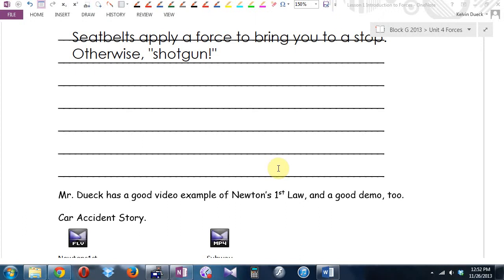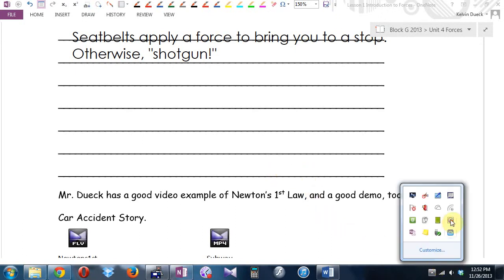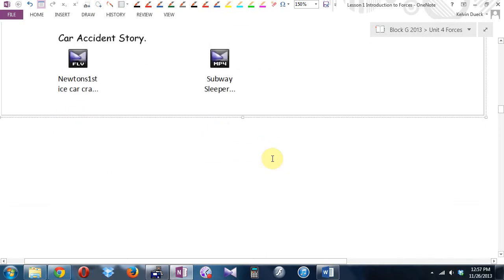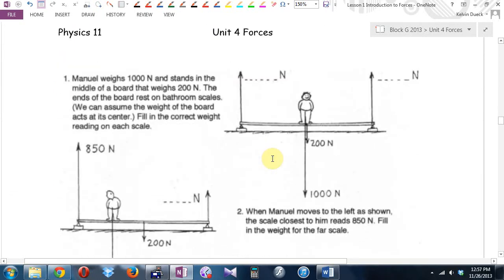Newton's first law. Inertia. There was some friction because of the ashtray, but it was a nice loose ashtray. It came out really easy. That's my car accident story. I have some video examples as well. So, video example of Newton's first. Good demo. Hail and stay dry because of physics. Woohoo! Car accident story. Next page.